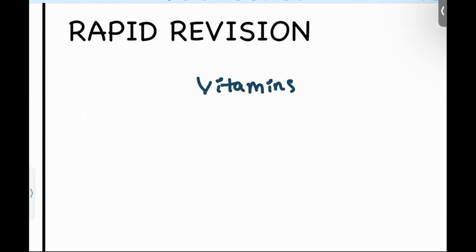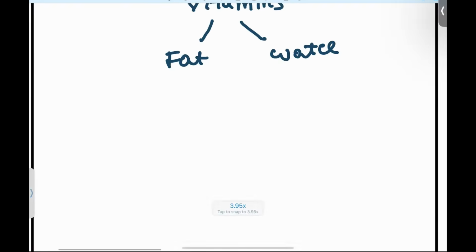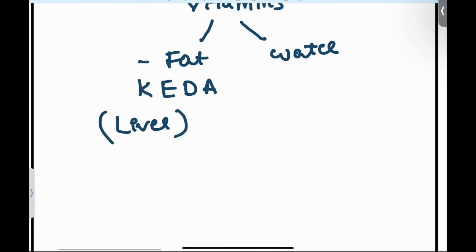Vitamins are subclassified into fat-soluble vitamins and water-soluble vitamins. We all know that the fat-soluble vitamins are vitamin K, vitamin E, vitamin D and vitamin A. Why are these fat soluble? Because these are stored in the liver only. So how about the water soluble? That is your B and C.